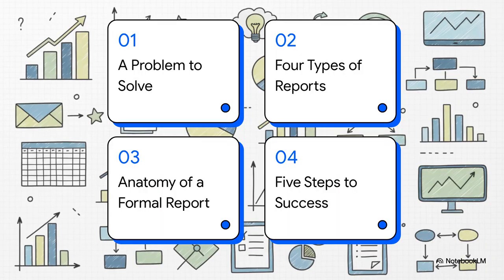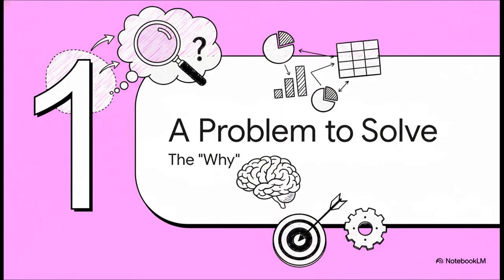So, over the next few minutes, here's our game plan. We're going to start with the why behind reports, then get into the what, the four main types. After that, we'll dissect the how by looking at the anatomy of a formal report, and we'll wrap it all up with a 5-step guide to help you master your own. All right, let's kick things off with that first step, really understanding the why.